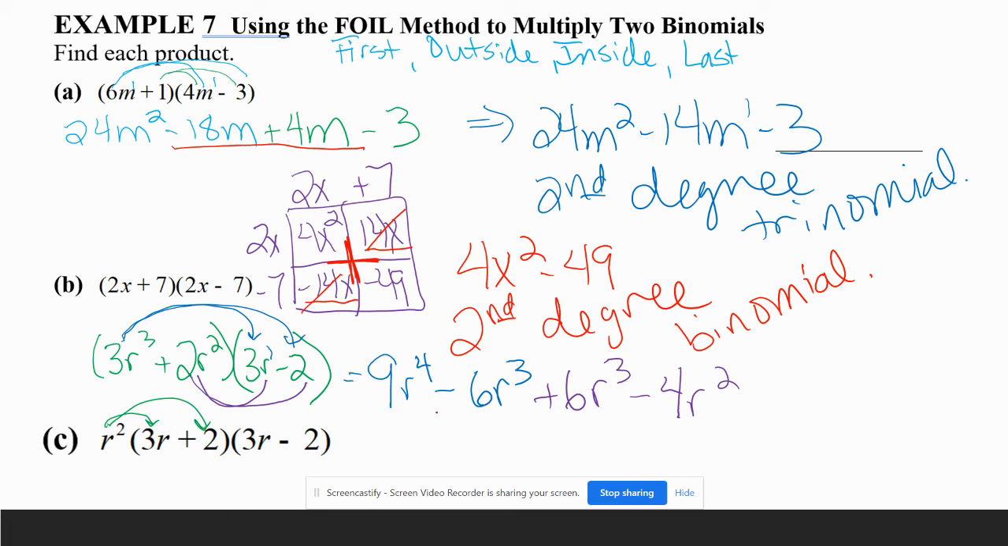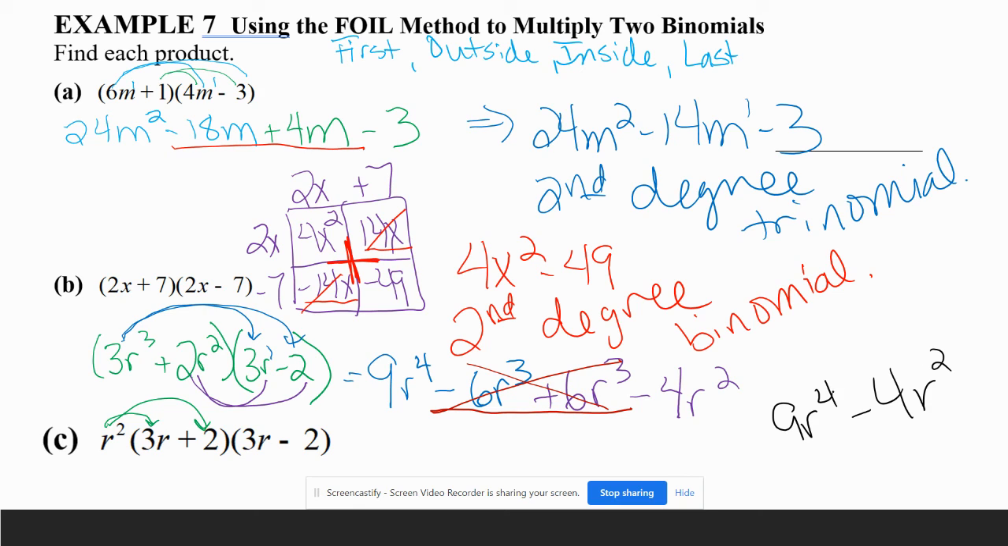Our like terms are right here. Negative 6r to the third plus 6r to the third. That adds to 0. So that zeroes out, which means that we're left with 9r to the fourth minus 4r squared.